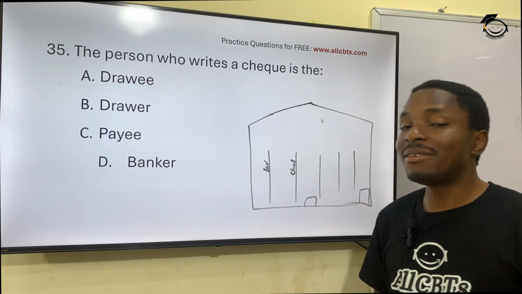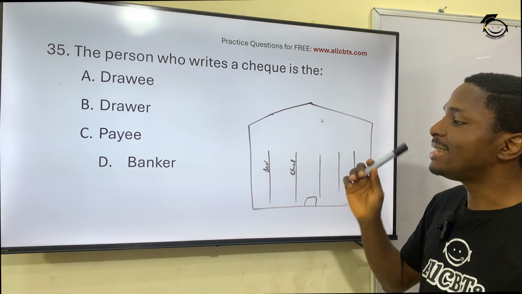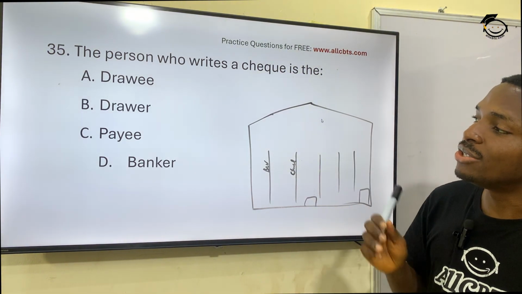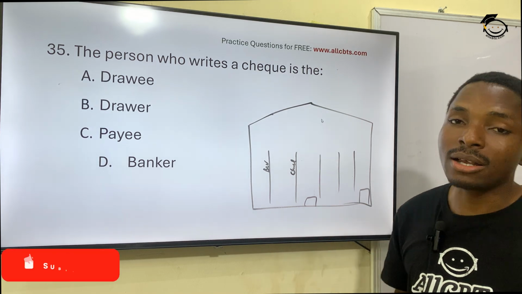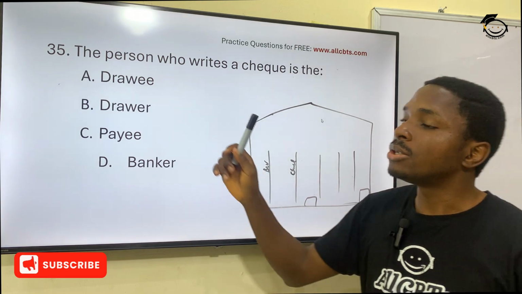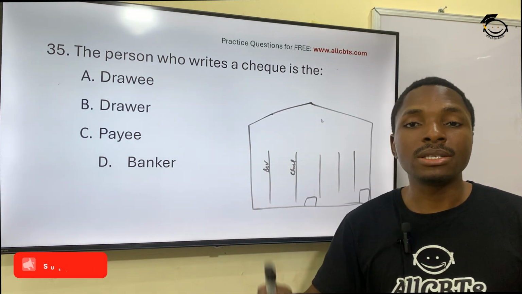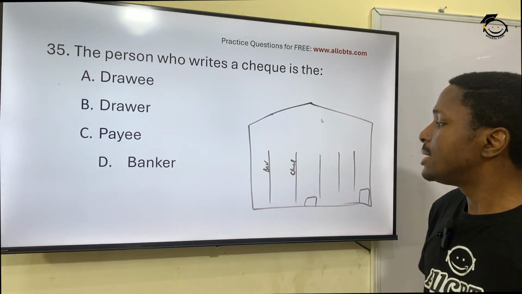So question 35, our final question. The person who writes a check is the dash. You have the drawee, the drawer, the payee, and the banker. We've dwelled on this question several times through this video, and that is the drawer. So he writes the check to the payee. The payee is the person that is being paid that check.